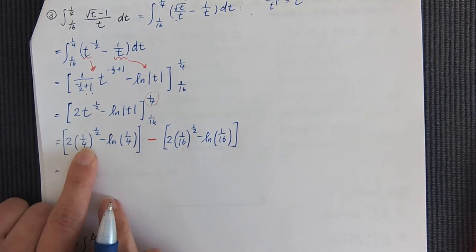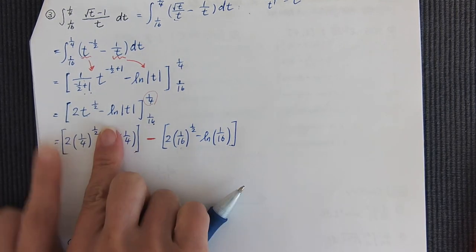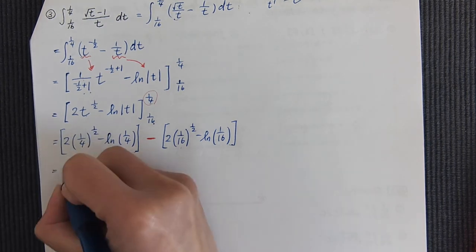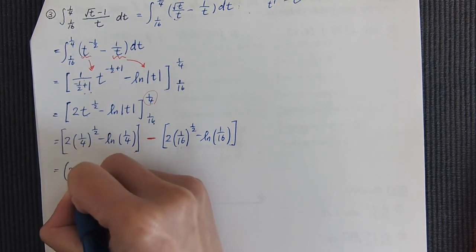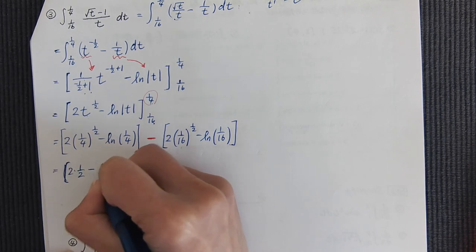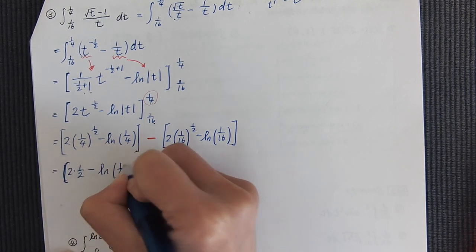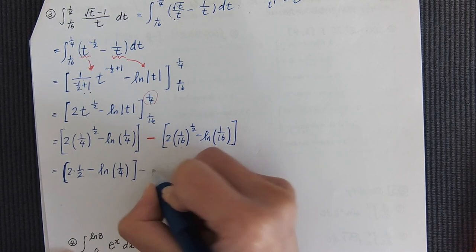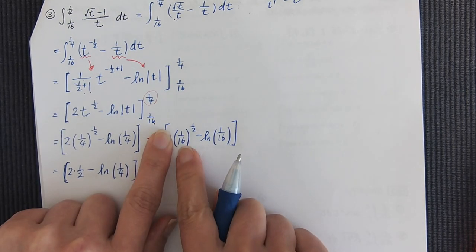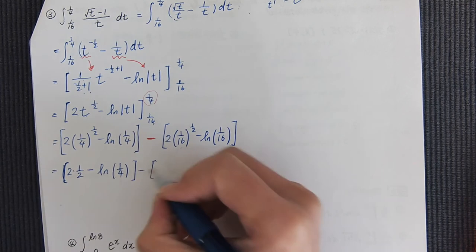What's this guy? 1/4 to the square root. I'm sure you guys can do it. It's 1/2, right? Square root. So it's 2 times 1/2, right? Then minus natural log 1/4. Okay. Subtract. What's this guy? Square root of 1/16. 1/4, right?